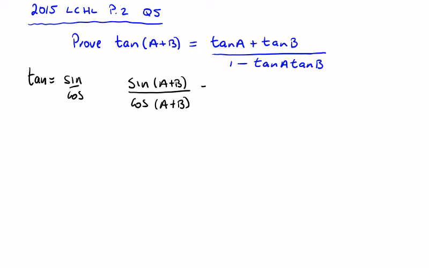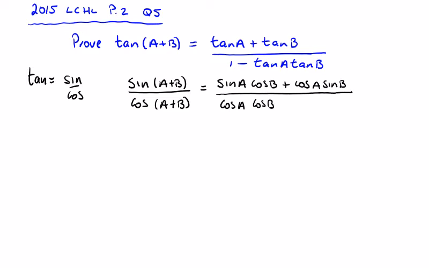If we go to the tables or the formulae booklet and get what sin(A + B) is, it's going to be sin A cos B plus cos A sin B. And cos(A + B) is going to be cos A cos B minus sin A sin B. And that's where this minus sign is going to come in.